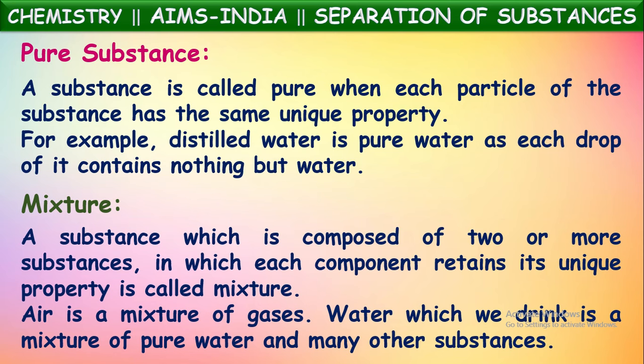For example, air is a mixture of several gases, isn't it? Yes, we know air contains so many gases: oxygen, nitrogen, water vapor, carbon dioxide. So in this way, air is a mixture of all these gases. All the gases have their own properties.